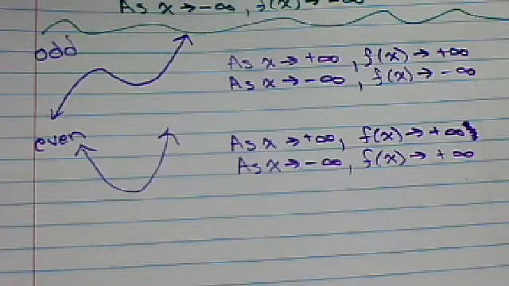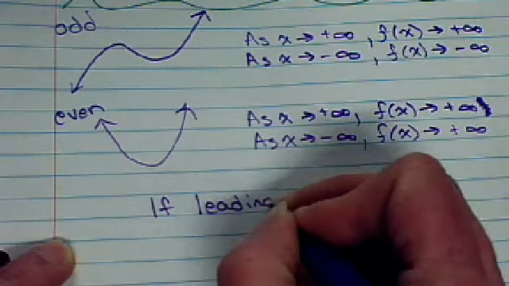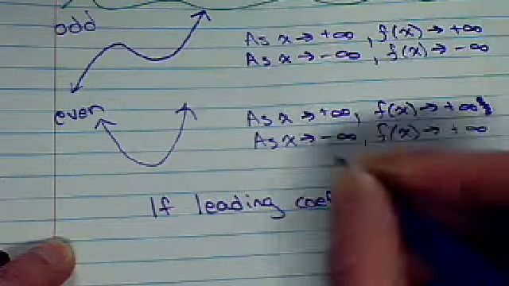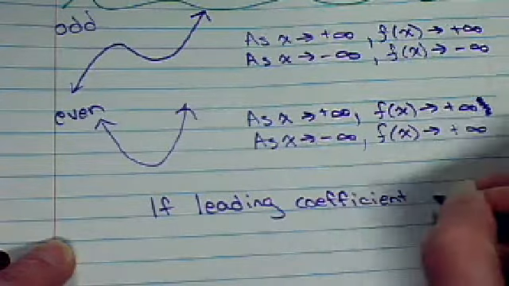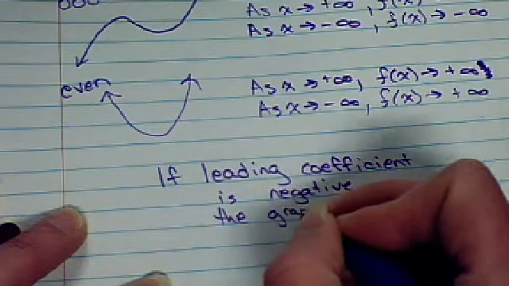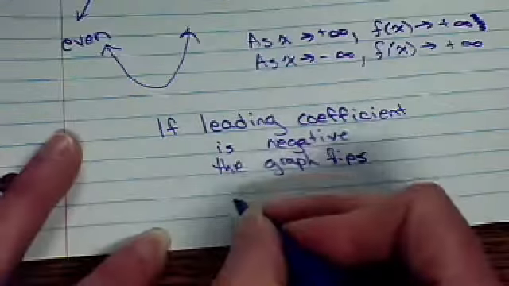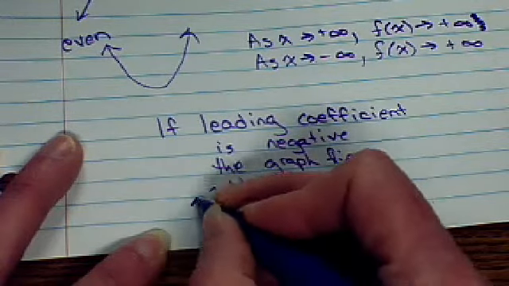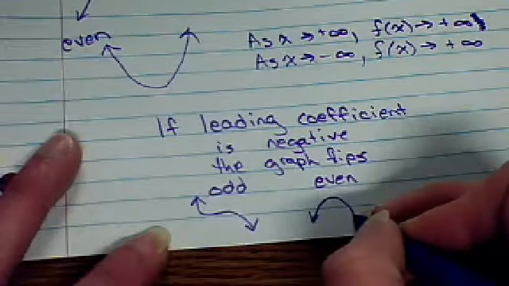Now, the only time those change is if you have that negative leading coefficient. If the leading coefficient is negative, it's going to flip it. They're going to literally flip over. The graph flips. So if we had an odd and it flipped it, it would start up and go down. An even that's flipped is going to be upside down.